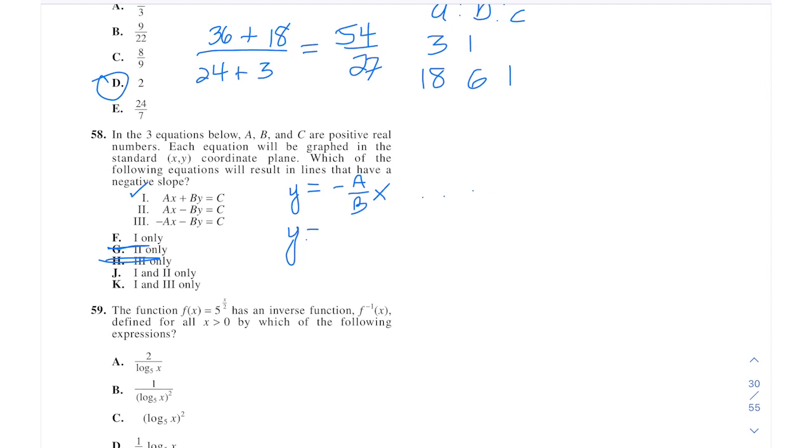Here for Roman numeral 2, we get y equals negative a over negative b, which will just be a over b. That'd be a positive slope. We don't care about the intercept, but we can't have a 2 in there. Let's get that out, and then for this one we have y equals a over negative b, which would be a negative slope, so it should be 1 and 3.